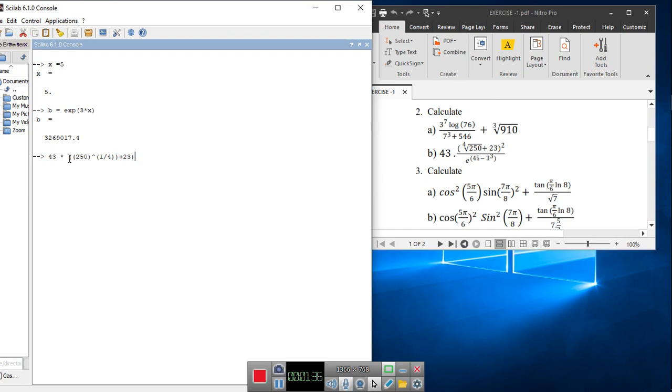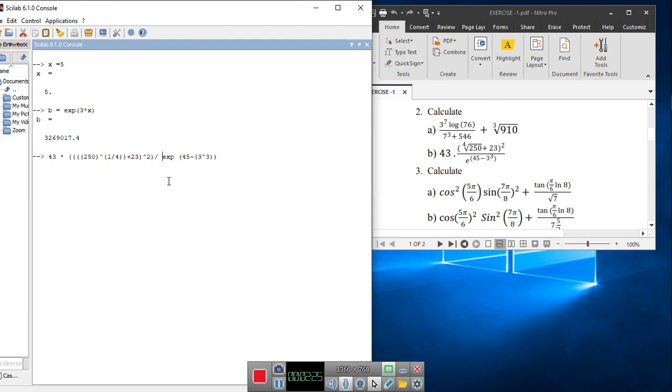For this one it consists of a power value. Simply I am going to consider another bracket here, power of 2, brackets close. This section is going to be divided by e power, exponential power 45 minus 3 power 3. And we are going to consider exp of 45 minus 3 power 3, brackets close.